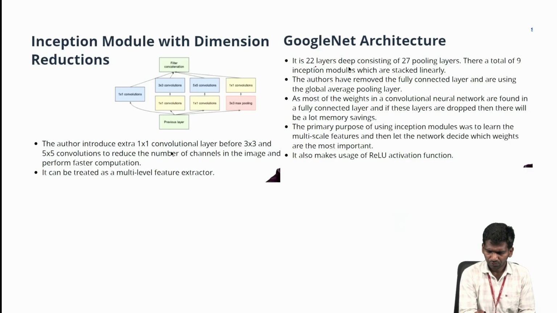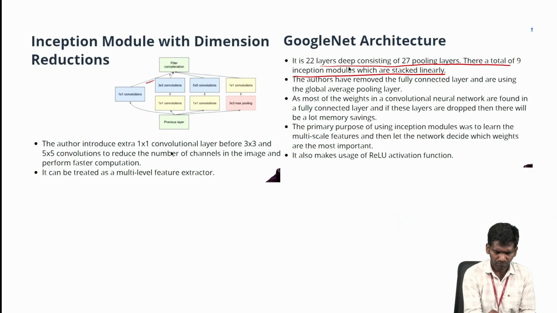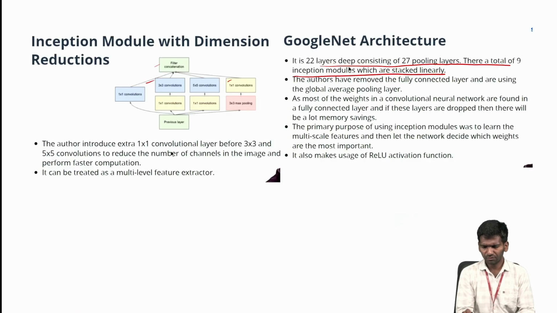Okay, it is 22 layers deep, consisting of 27 layers. There are a total of 9 inception modules. You can count: 1, 2, 3, 4, 5, 6, 7, 8, 9. So there are a total of 9 inception modules which are stacked linearly. Most weights in a convolutional neural network are found in the fully connected layers.